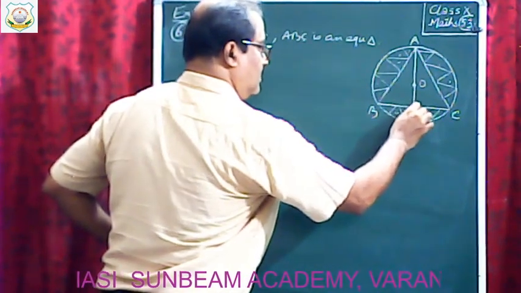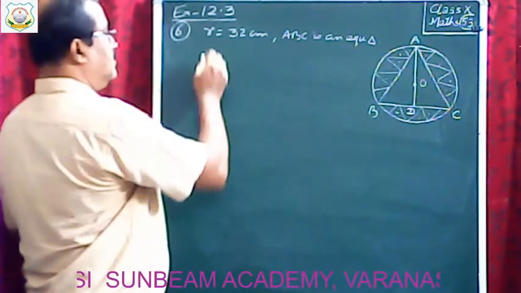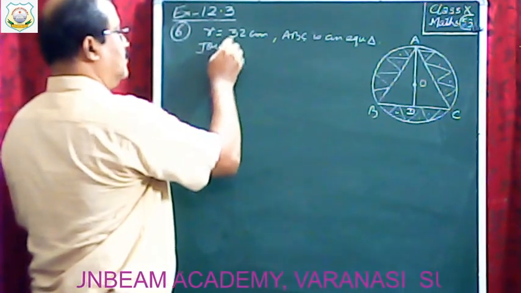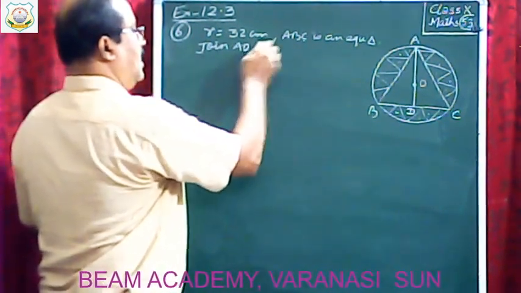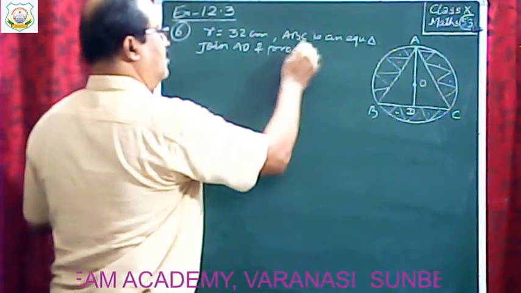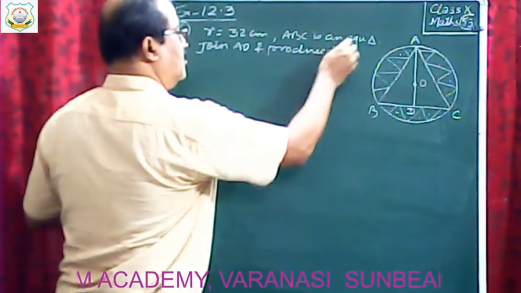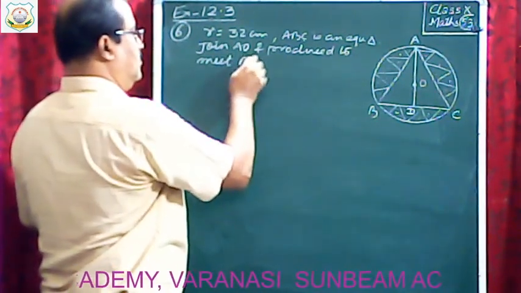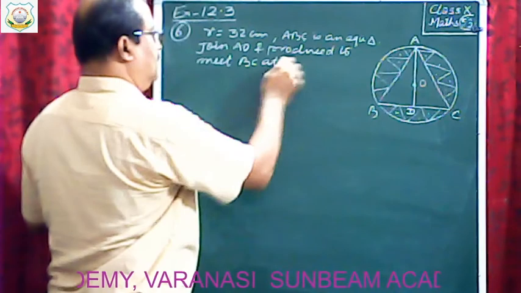Okay, you have to produce AO to meet BC at D. Join AO and produce it to meet BC at D.